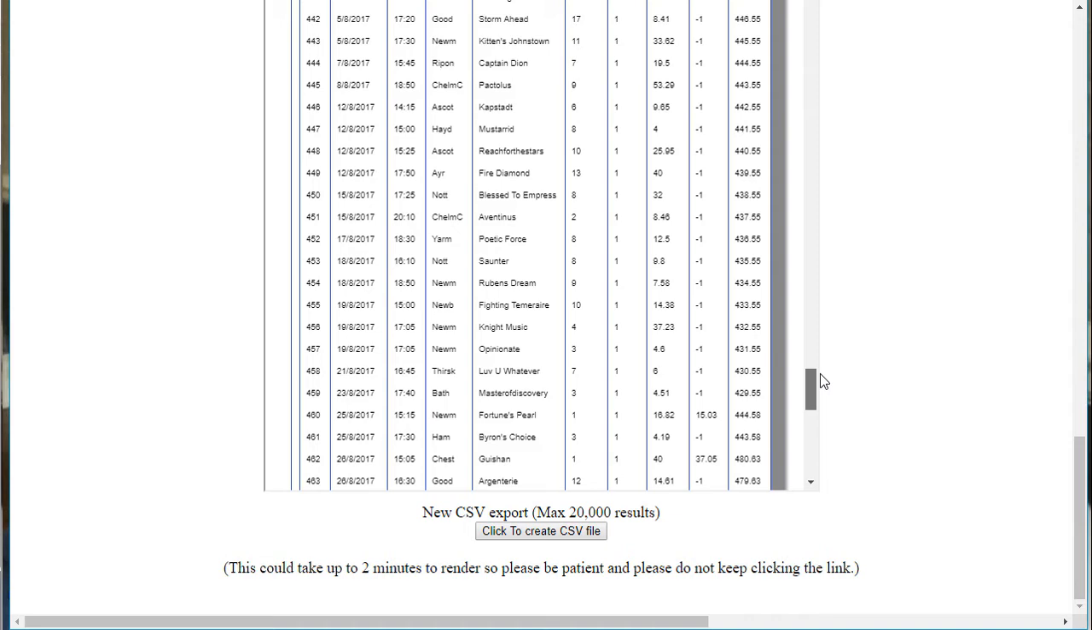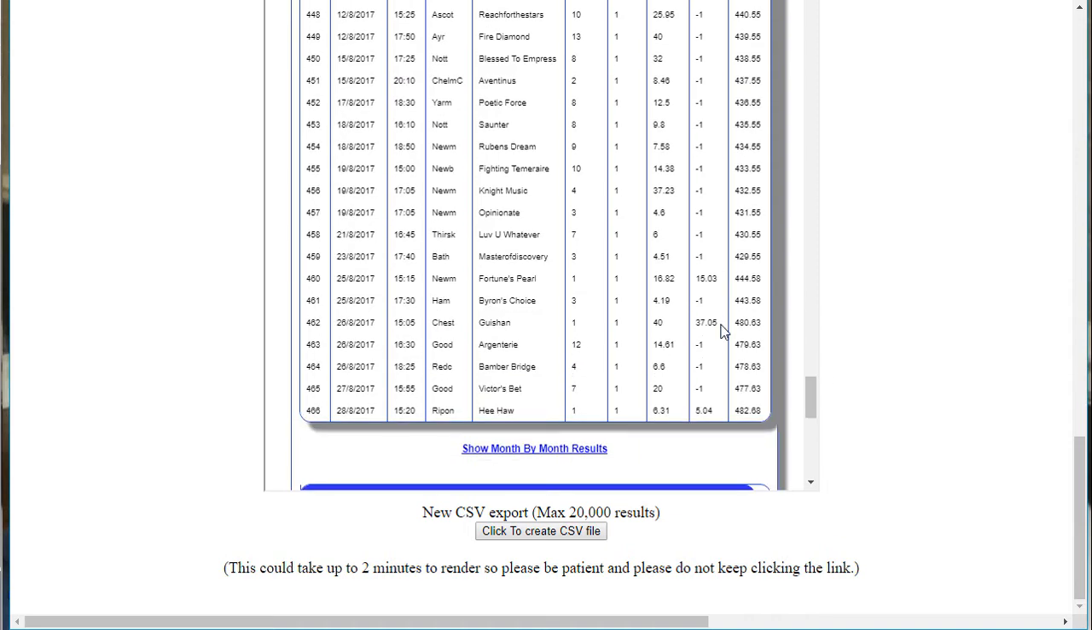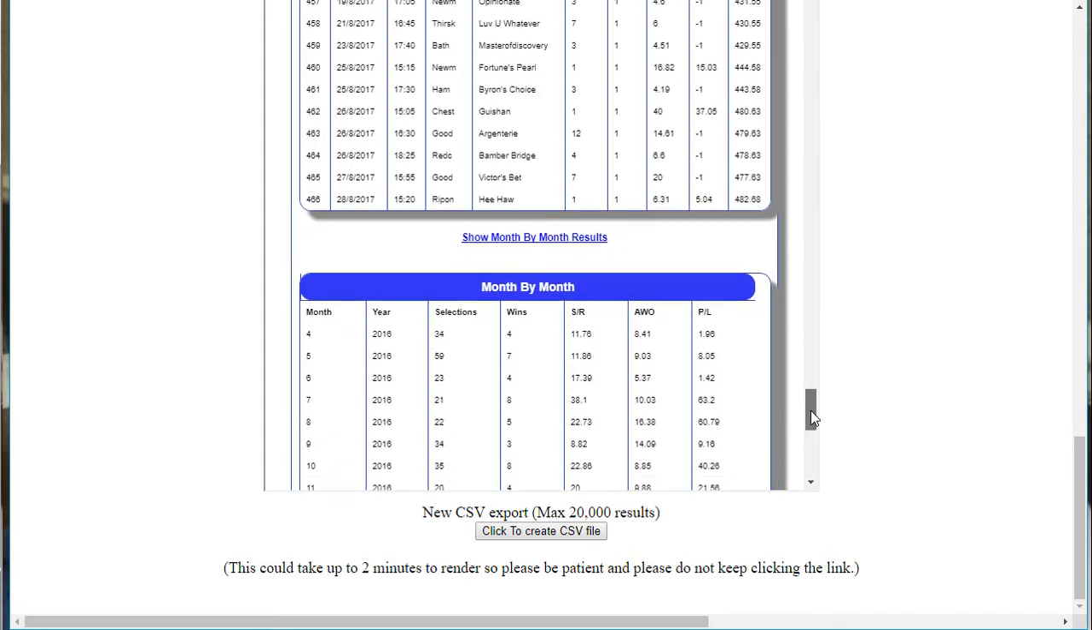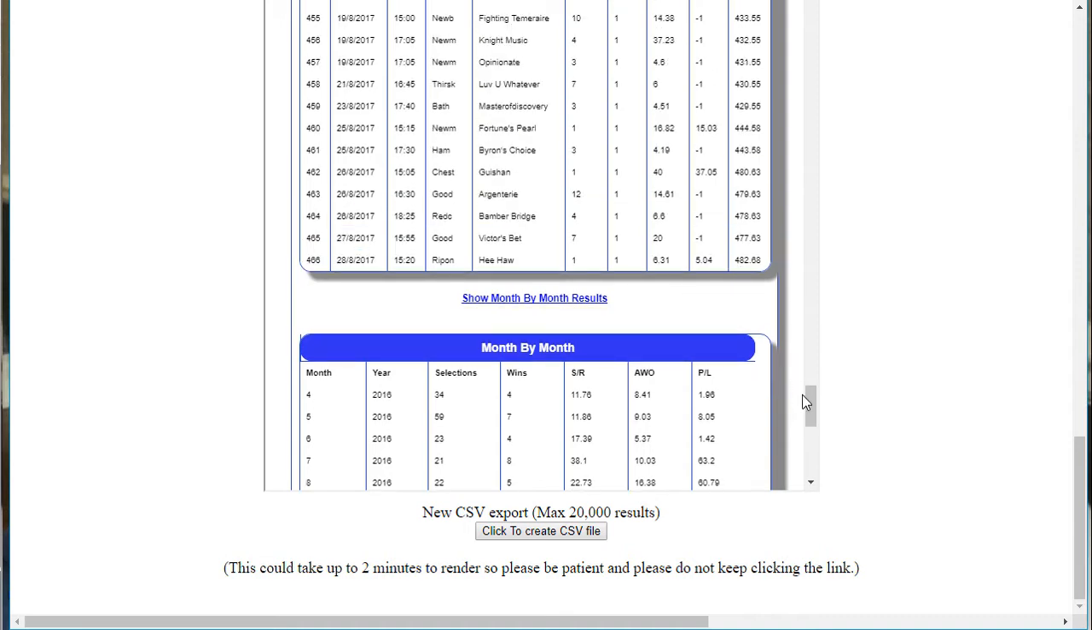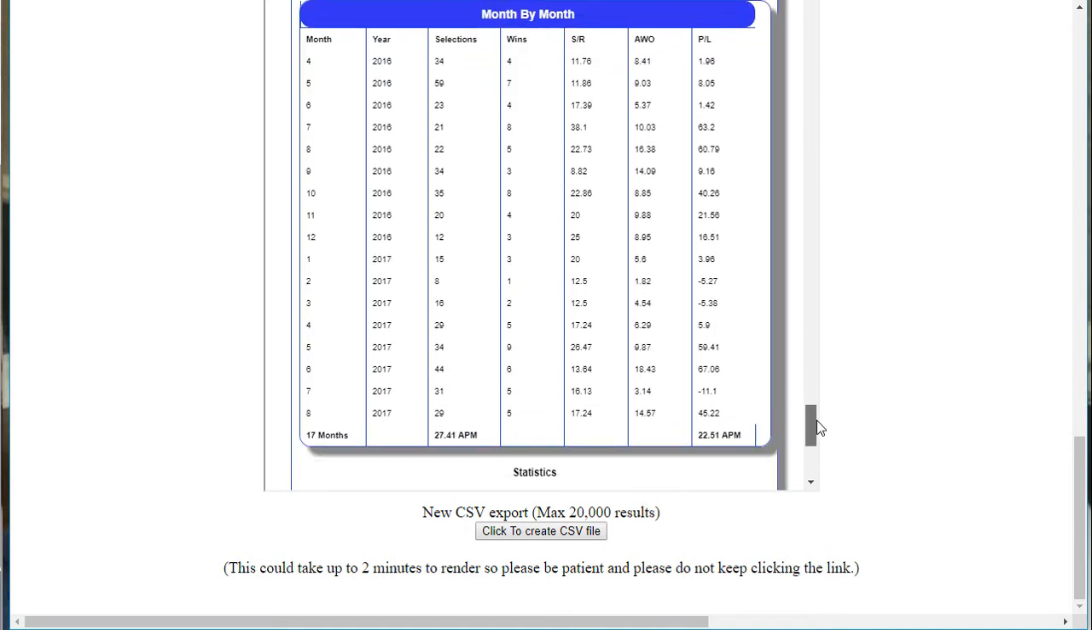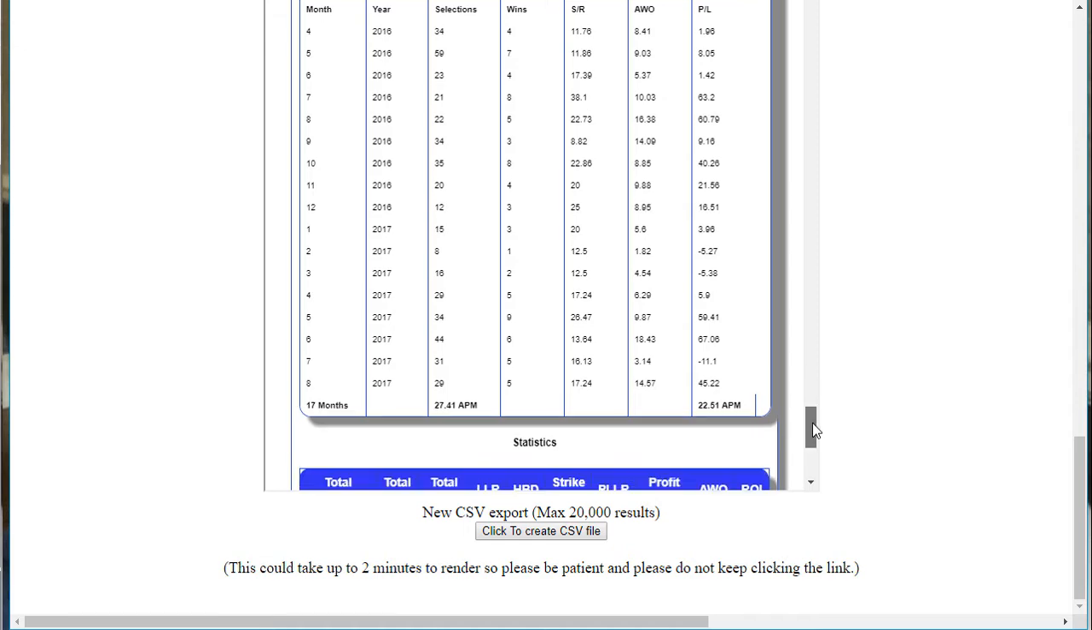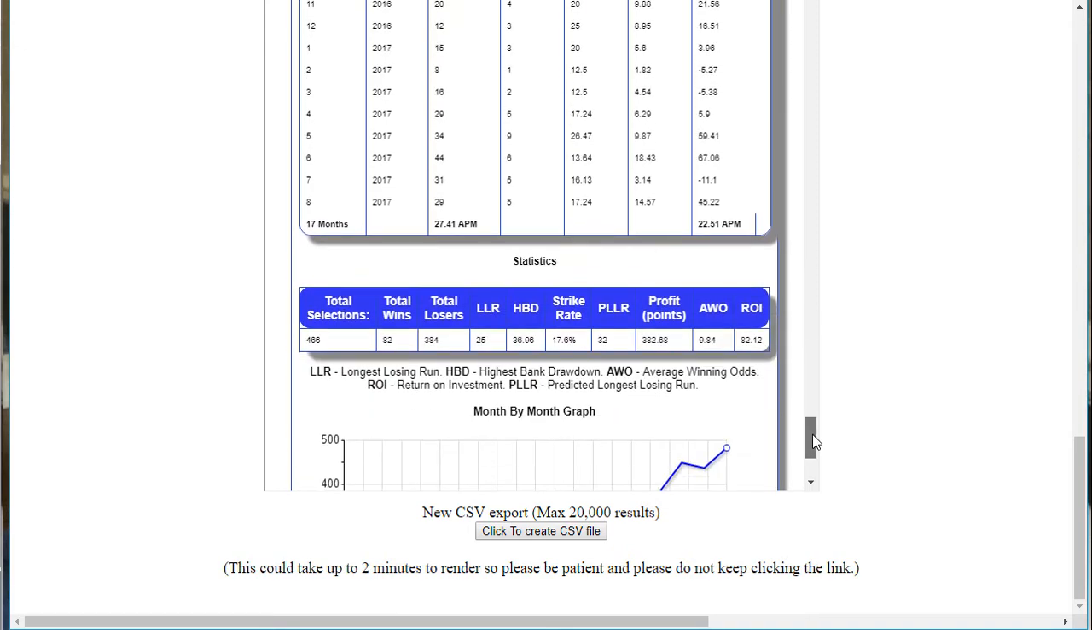So there's been quite a long losing run there, but then it made it up with a 15 and 37, and now a 16.82 winner, a 40 winner, and a 6.31 winner. Of course, these prices are after you take off the one and take off the 5% commission. So that gives you a better idea of the profit that you were likely to make. And this month has been 45.22, so really good month this month.